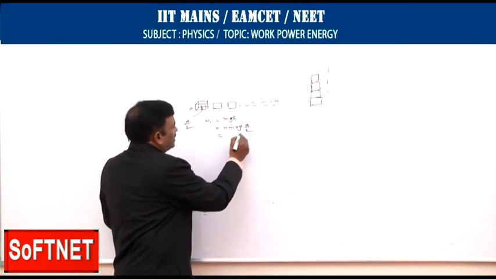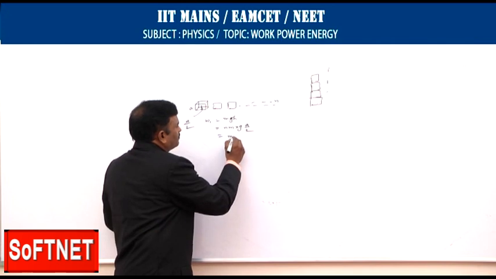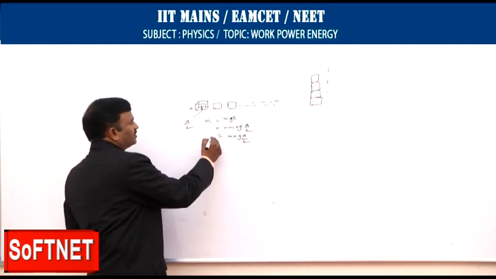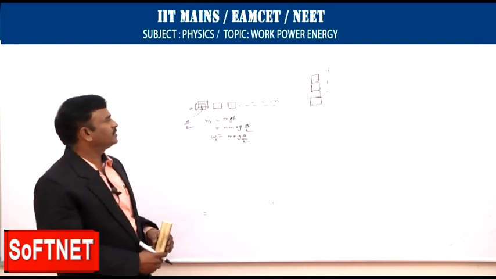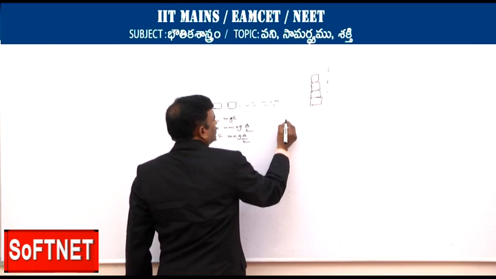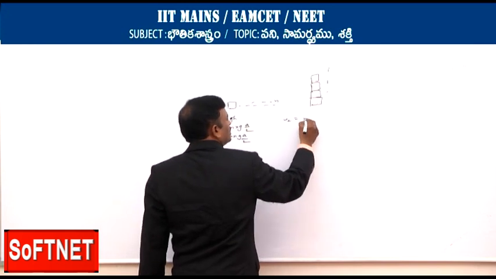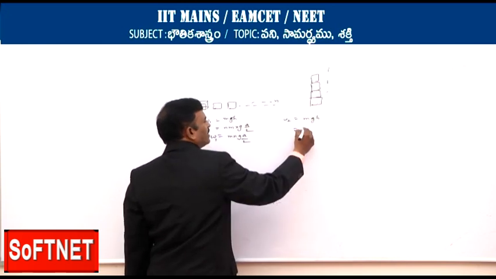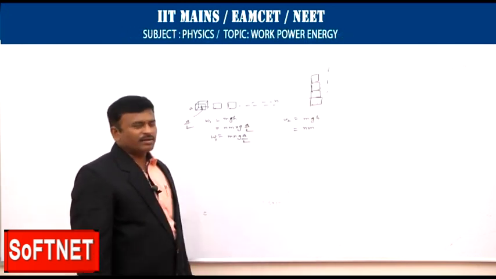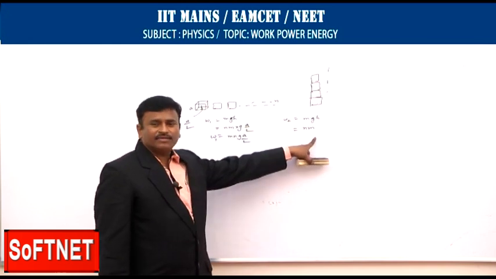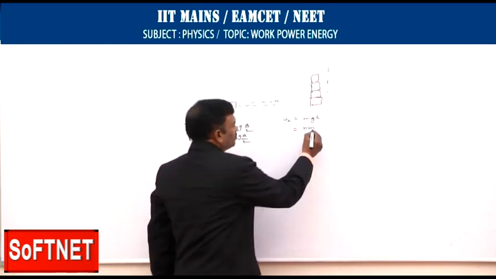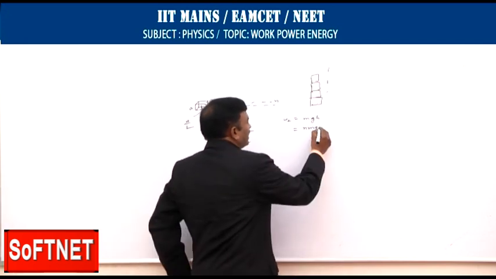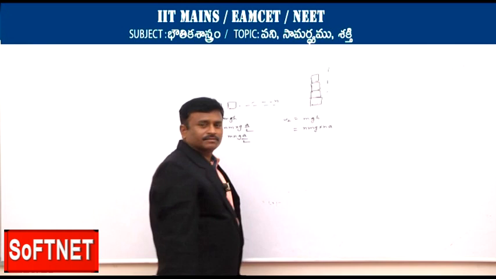So W1 is nothing but mnga by 2, the initial work. Actually by default it will be here. How much work will be here? W2 is equal to mgh. Here m is how much? How many blocks are we keeping one over another? N blocks. So n times m. Next, g is anyway g only. Height is how much? N times a height we are keeping.